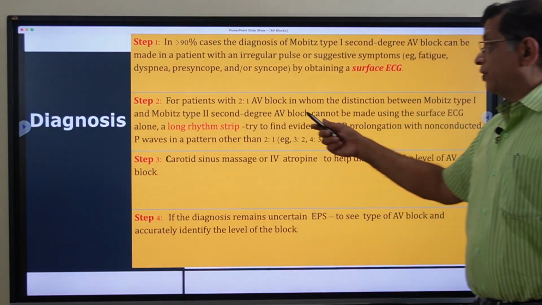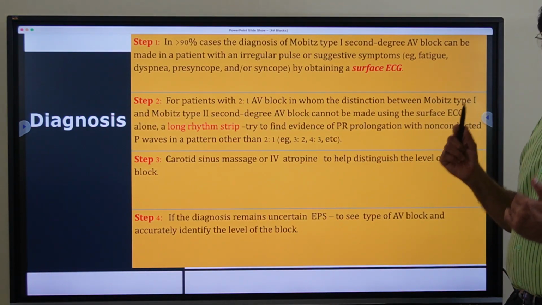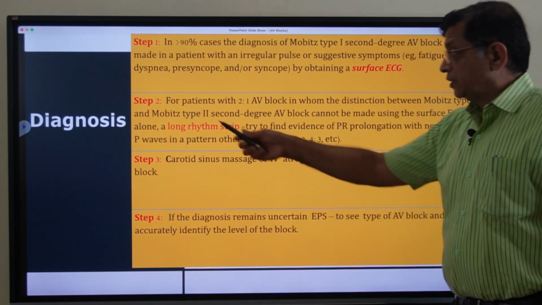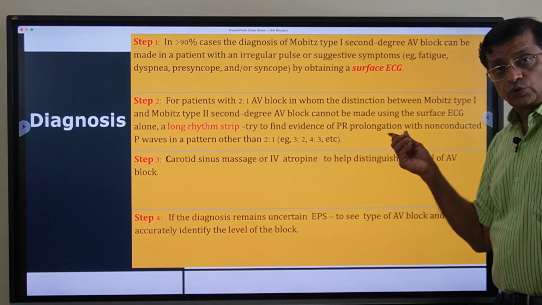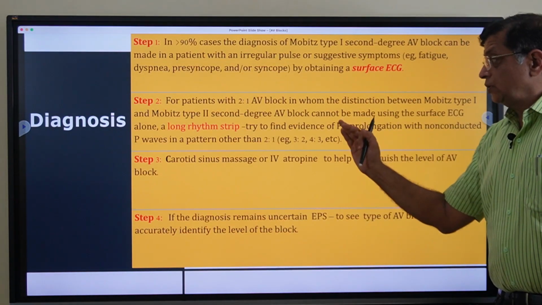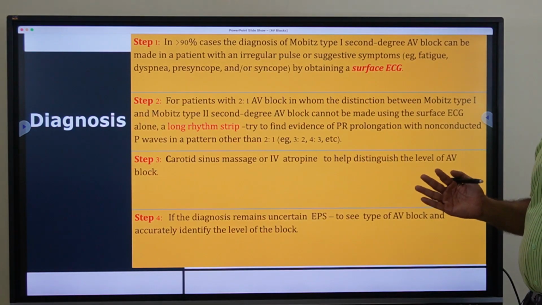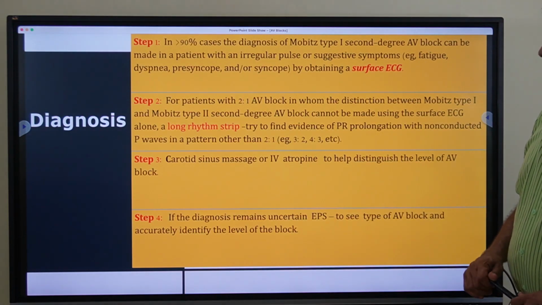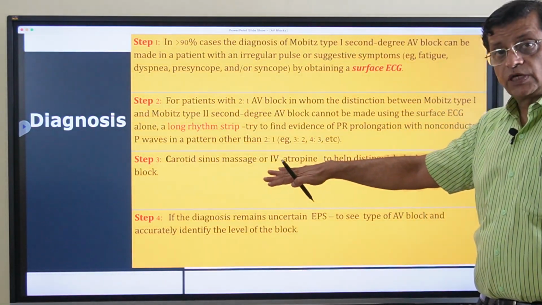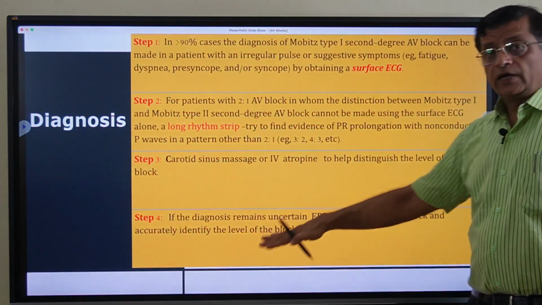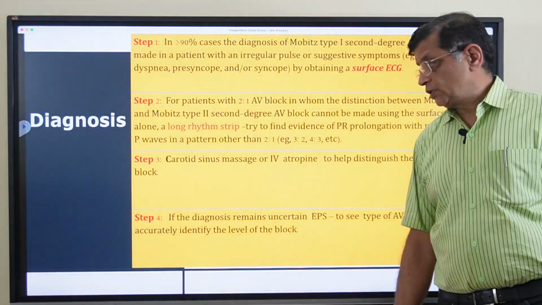If the patient has 2:1 block and it is difficult to tell whether this is type 1 or type 2 Mobitz block, then get a long ECG strip and look for some evidence of 3:2 or 4:3 conduction. If you see Wenckebach in that type of conduction, then the diagnosis is clear, this is Mobitz type 1. If there is no clear-cut distinction, then you can try carotid sinus massage or IV atropine, and only rarely, if you still cannot diagnose and the patient is symptomatic, then you may require EPS.